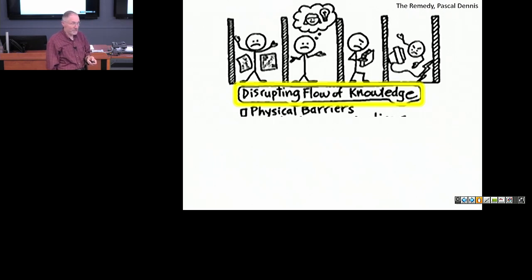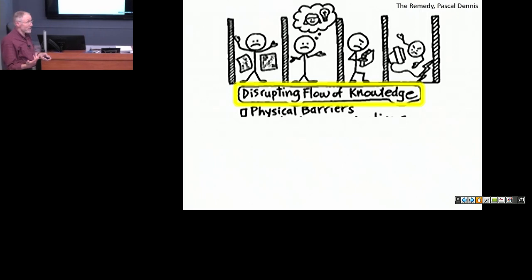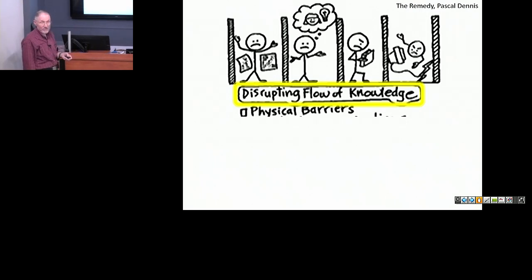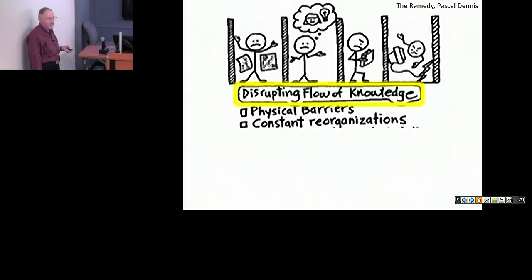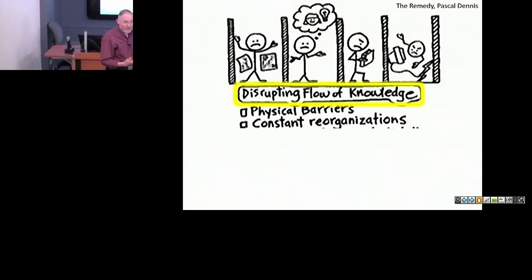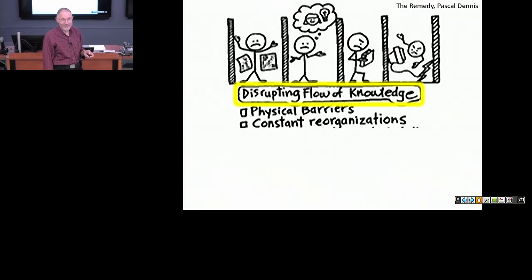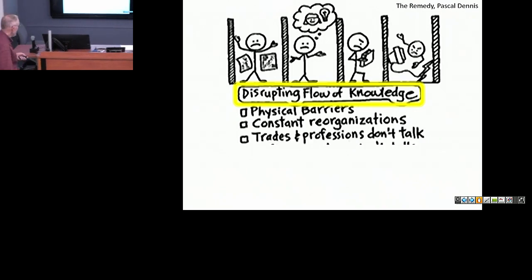Why did they do it? It wasn't to save money. I guarantee it wasn't to save money. They wanted to increase the flow of information, so that everybody had a better sense of what was happening. And if you overheard a conversation, you could follow up on it. So disrupting these walls disrupts information; physical barriers do that. What else? Constant reorganizations disrupt the flow of information. When you don't know what else to do, reorganize, right? So that certainly disrupts the flow of knowledge.